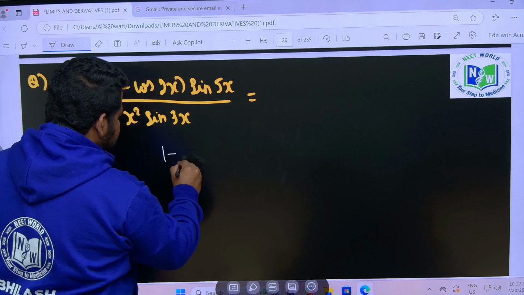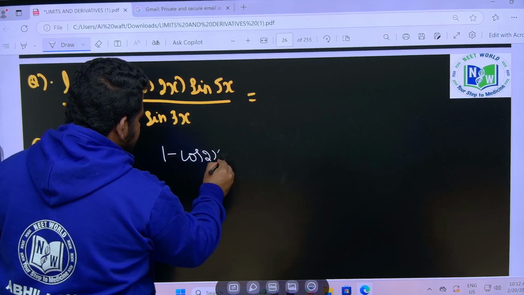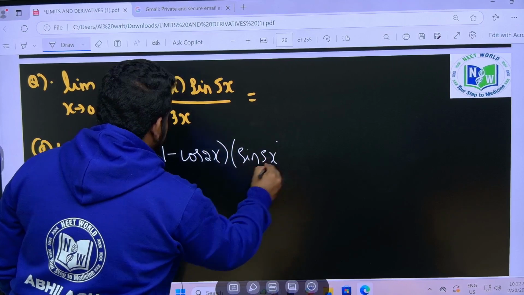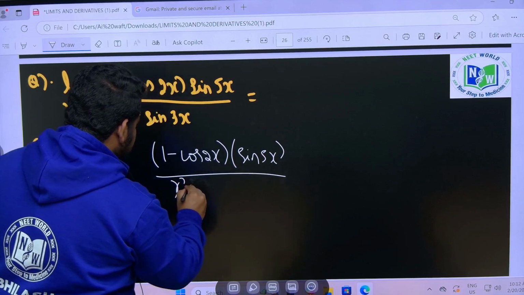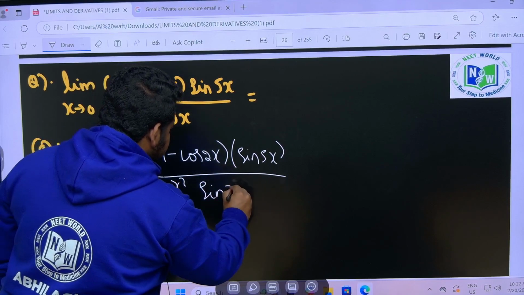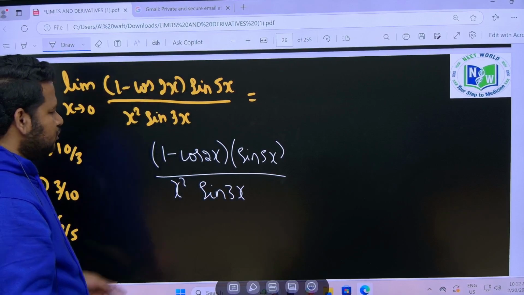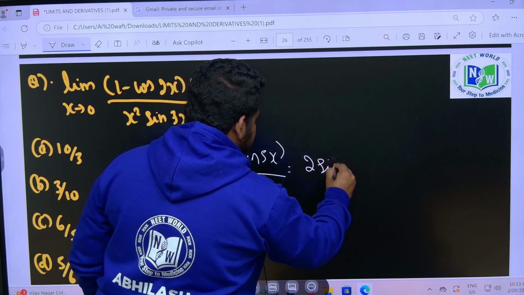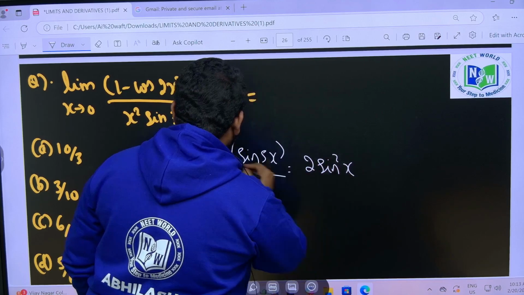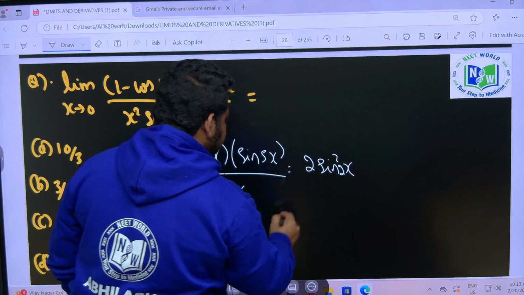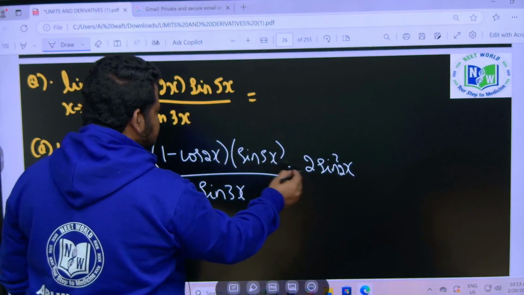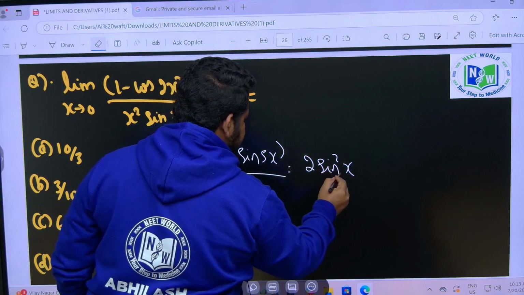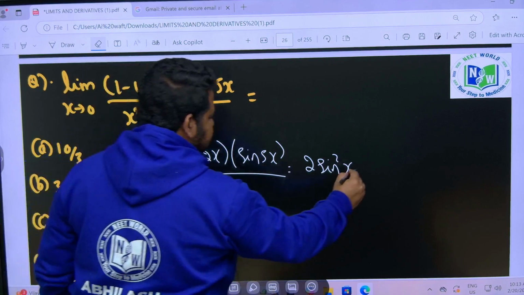See, (1 minus cos 2x) into sin 5x by x square sin 3x. We have to find out 1 minus cos 2x. We know that it is 2 sin square x. Here it is 2x, so I'll write 2 sin square x. 1 minus cos 2x is not sin 2x, it is 2 sin square x. Sin 5x, I'll write it as sin 5x.